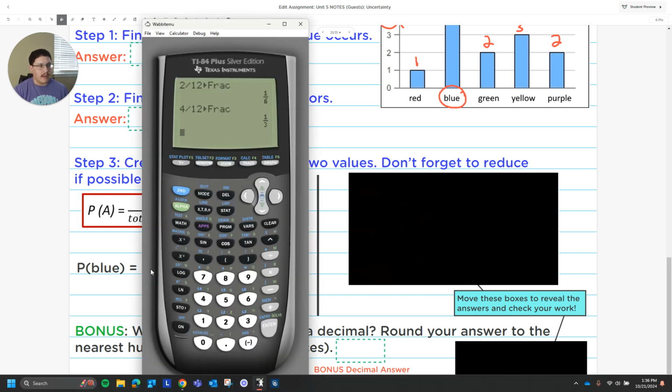They mean the same thing. 4 divided by 12 is the exact same as 1 divided by 3. It just looks a little cleaner. That's it.